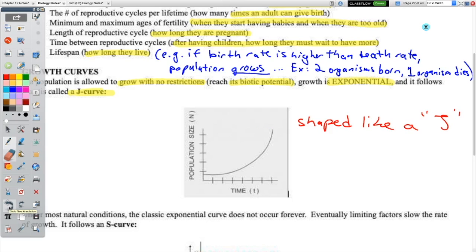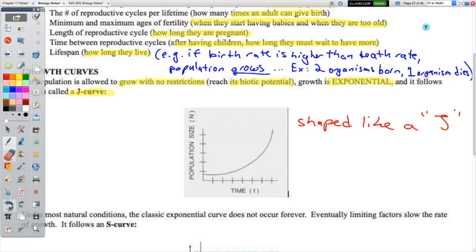Why would population growth be exponential if you don't have any limits? Well, remember, most organisms are going to have multiple kids. And then all of those multiple kids are going to have multiple kids. And then all of those multiple kids are going to have multiple kids, right? So you're getting more and more organisms each generation. For example, if you have 3 kids and each of your 3 kids has 3 kids, well, now there's 9 kids, right? And if each of those 9 kids has 3 kids, now there's 27 kids. And each of those 27 kids has 3 kids, now there's 81 kids, right? So it gets bigger and bigger and bigger.